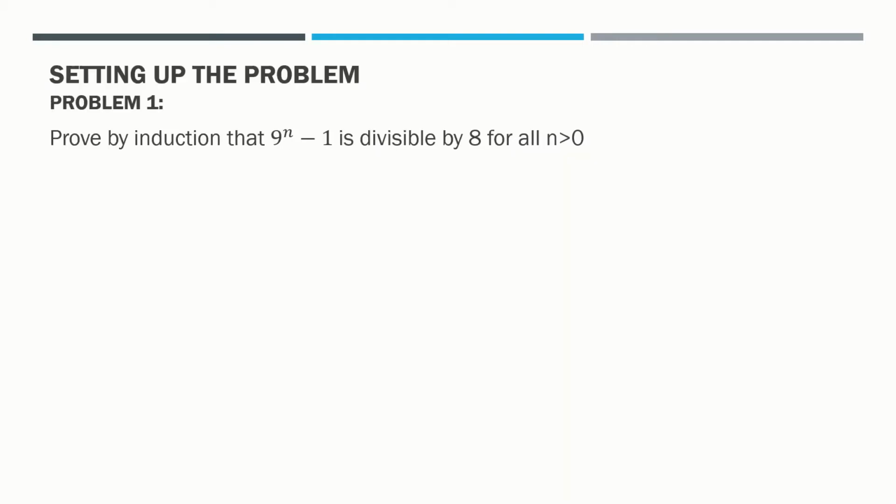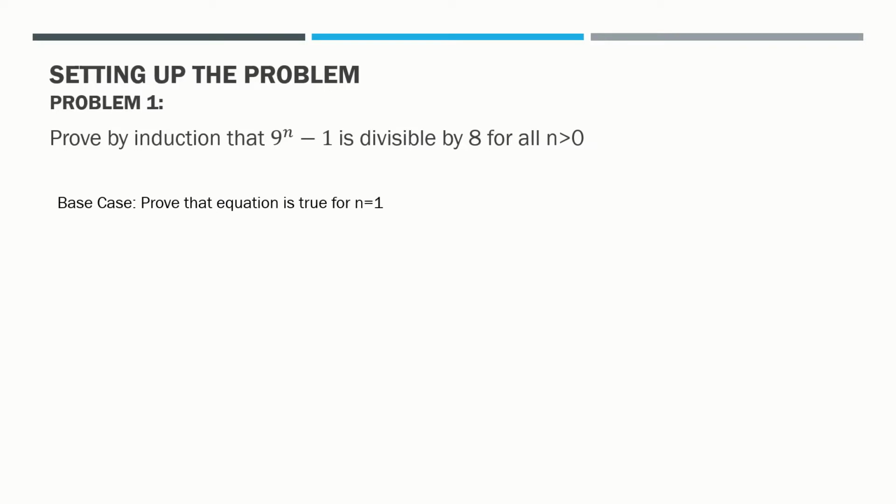So the problem that we're given is that we need to prove by induction that 9 to the n minus 1 is divisible by 8 for all values of n greater than 0. So the first step of this induction problem is that we need to prove the base case, because by proving the base case, we're saying that at least for one term, this equation holds true.